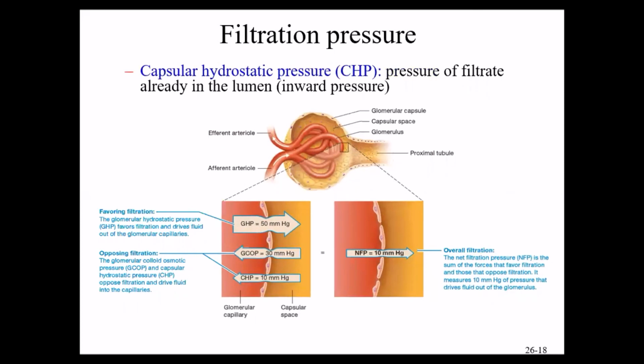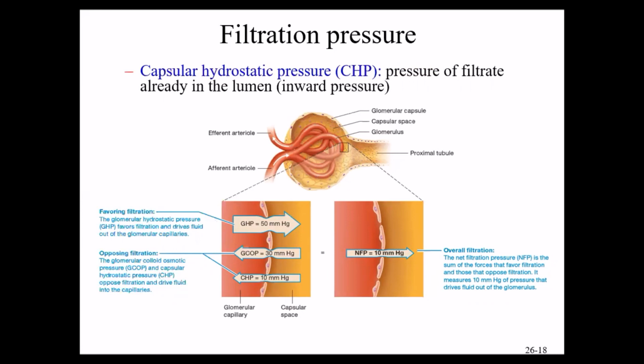The last pressure is called capsular hydrostatic pressure. Again, this is an inward pressure as well. This is here just because you have that fluid on the outside, pushing against these vessels. It's just a little water pressure. That's why it's called hydrostatic pressure. It's called capsular because it's the pressure of the fluid inside the capsule, and it's just pushing against these capillaries. So that's an inward pressure, and they estimate it to be about 10 millimeters of mercury.